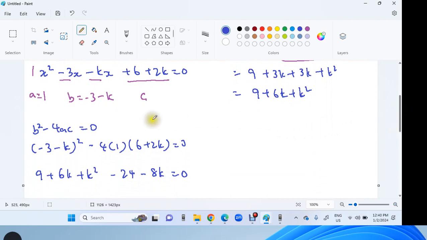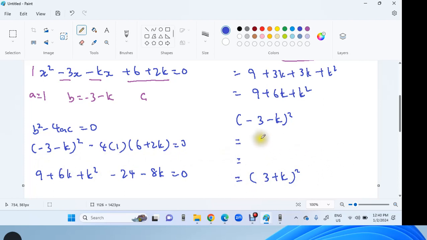Okay, but actually what I do is, when I have the negative 3 minus k squared, both negative, I will assume it is 3 plus k squared. So 3 squared, 9. k squared, k squared. 2 times 3 times k, 6k is in the middle.